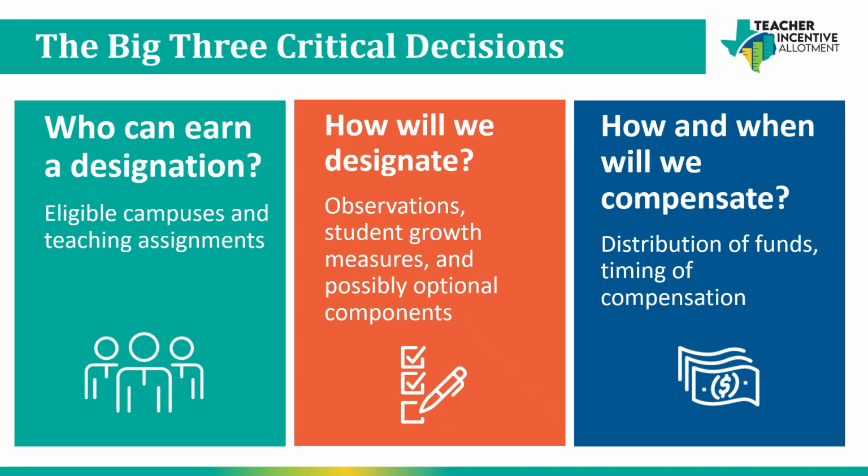Second is how. How will you designate? What is the student growth measure you're going to use? What weight do you want it to be at? What are the student growth measures you will use? What weight will you use those? And will you use any optional components or not?